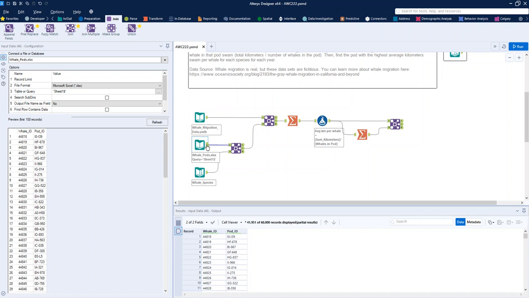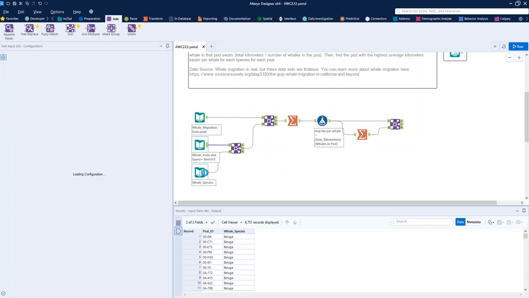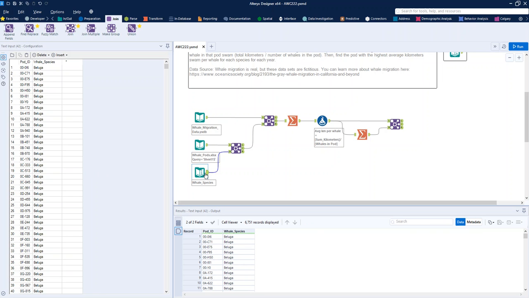Our next one has a way for us to connect our whale migration to our whale species, as it has our key fields of whale ID and pod ID. And then our final input has the pod ID along with the whale species.